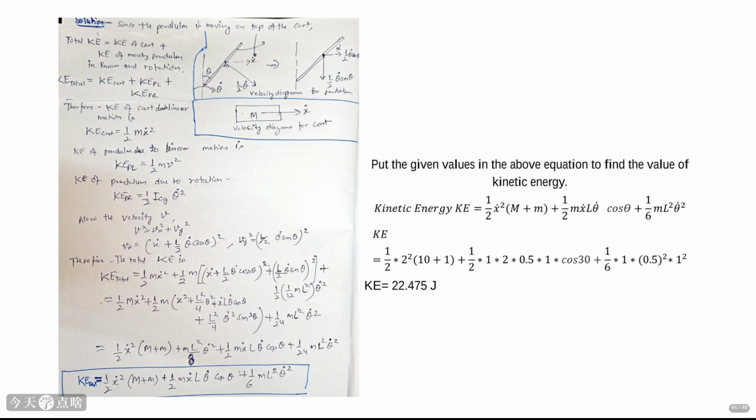Plugging in the given values, M equals 10 kilograms, m equals 1 kilogram, L equals 0.5 meters, x dot equals 2 meters per second, theta dot equals 1 radian per second, and theta equals 30 degrees, we calculate the total kinetic energy. The answer is approximately 22.475 joules. This demonstrates how to account for the combined motion of multiple bodies.